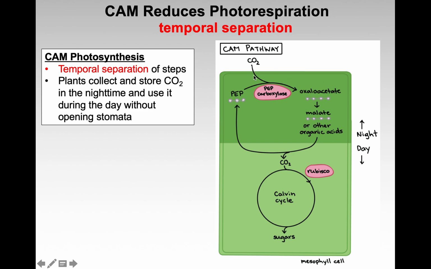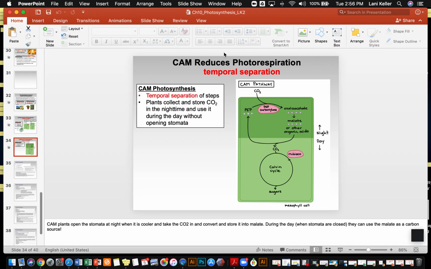So at nighttime, when the stomata are open, carbon dioxide can come in, and you can convert that into something usable. Then during the day, you can drive the Calvin cycle. And that is quick photosynthesis in review.